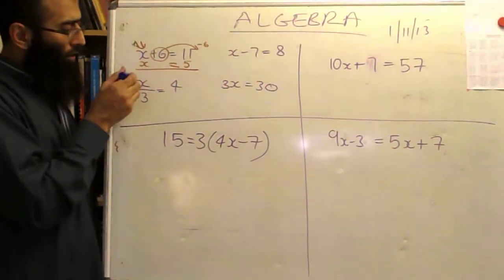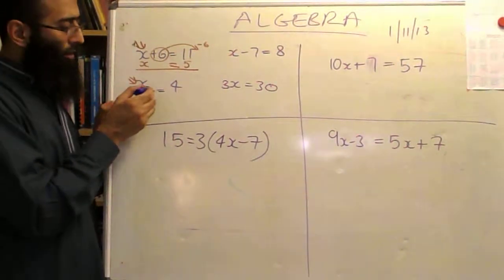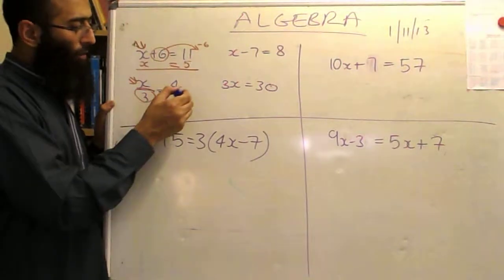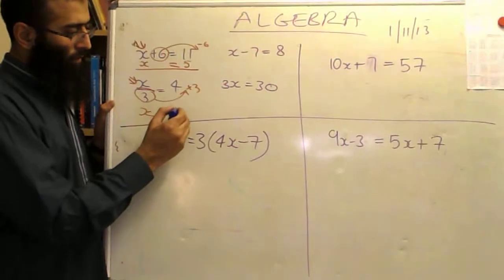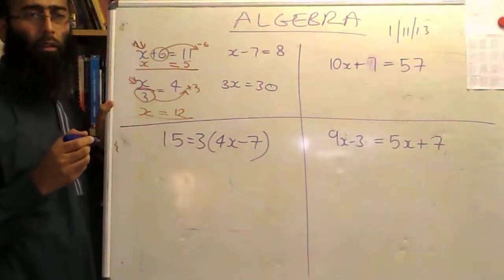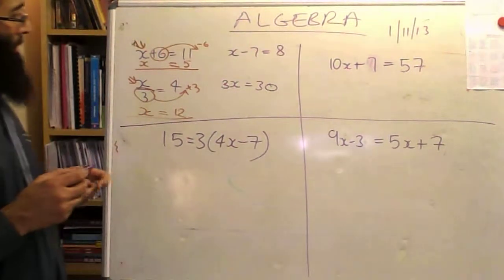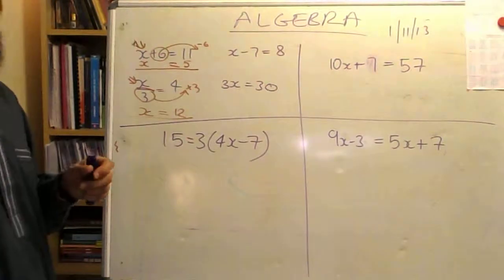Lovely. So now we start again at x. X has been divided by 3. Opposite of divide by 3 is? Times by 3. So x is equal to 12.